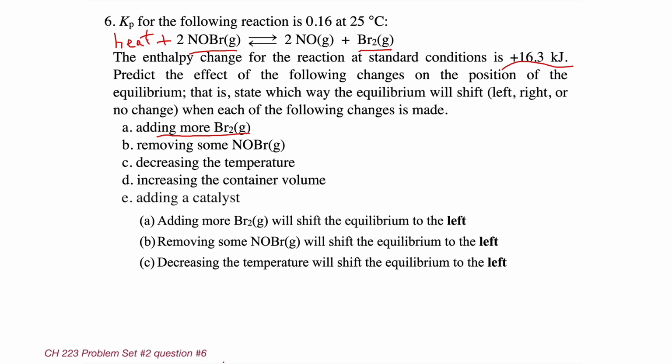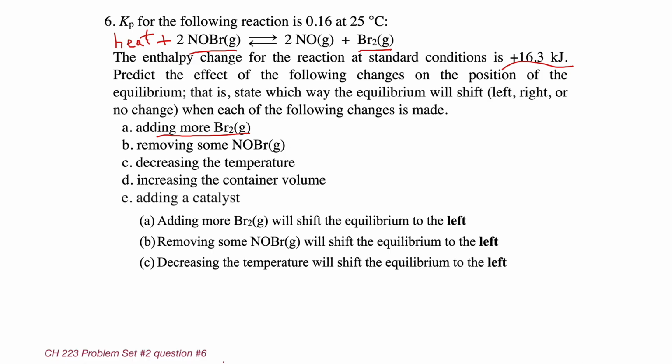Now finally, this last one's kind of strange. We're going to increase the volume, all right? This only works with gases, by the way. But you can see in this reaction you have 2 moles of gaseous NOBr on the left, and on the right you've got 2 gaseous NOs and 1 gaseous Br2. So you have 3 moles of gas on the product side and 2 moles of gas on the reactant side.